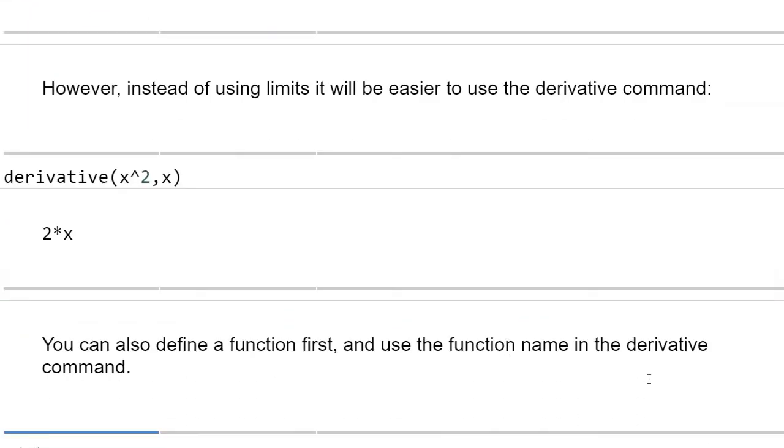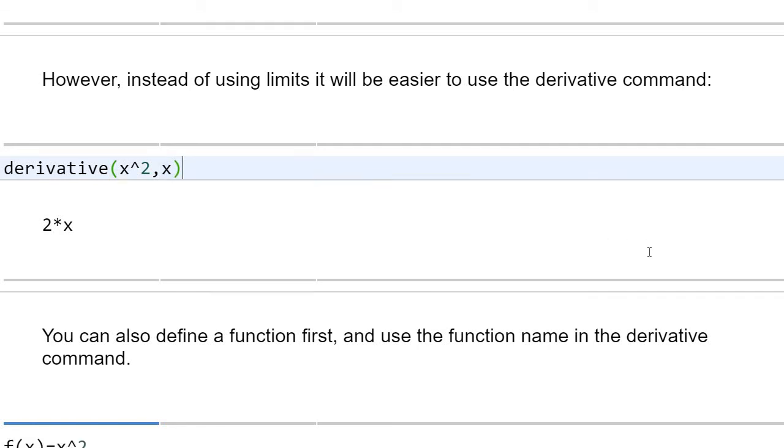Instead of using limits, that's sort of the long way, we could use the derivative command. So here it is. You type out the word derivative and then parentheses. Here is the function we're taking the derivative of, that's the rule of the function f. And then a comma, and then x is the variable we're taking the derivative with respect to. And we get the same answer.